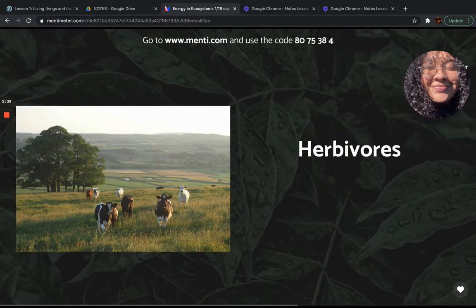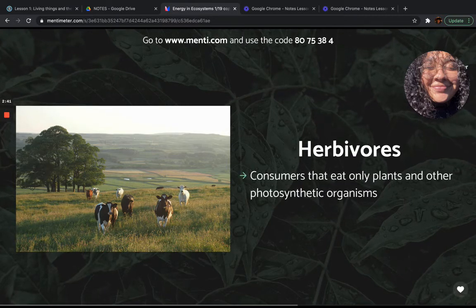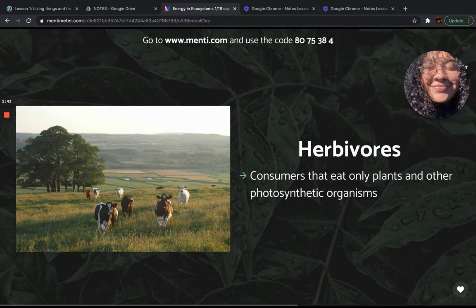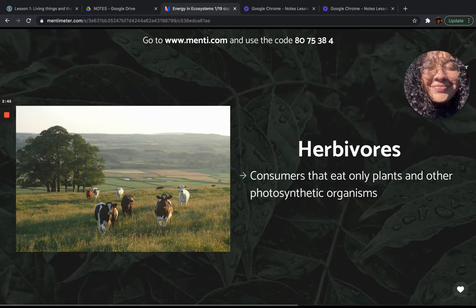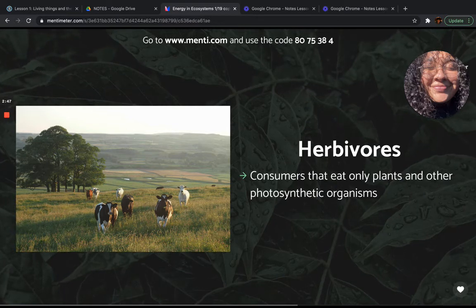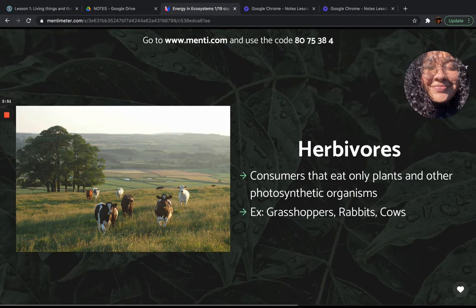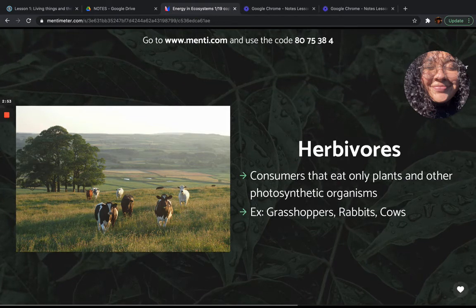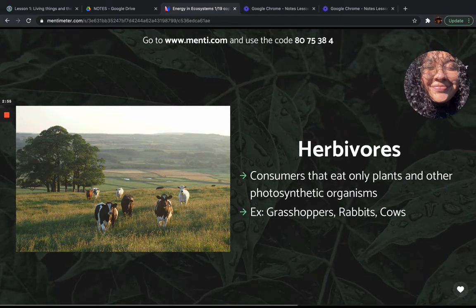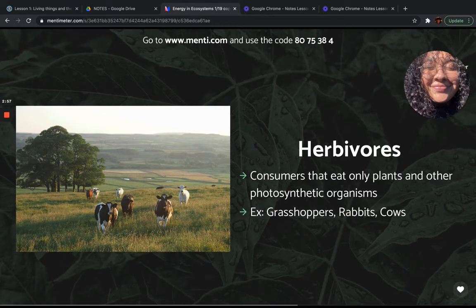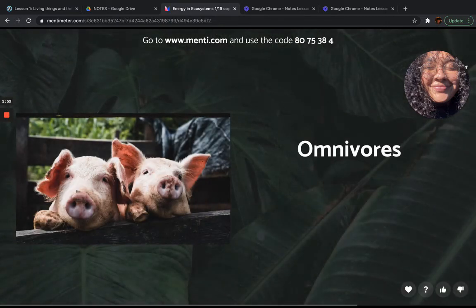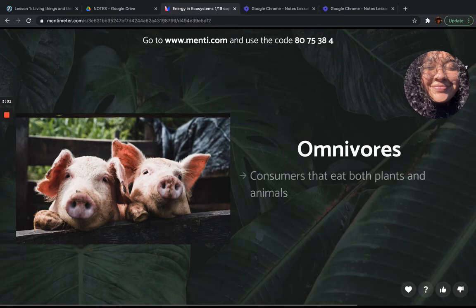Okay, so moving on to herbivores. Those are consumers that eat only plants and other photosynthetic organisms. So an example of these are grasshoppers, rabbits, and cows. So they only eat the producers. Herbivores only eat producers.